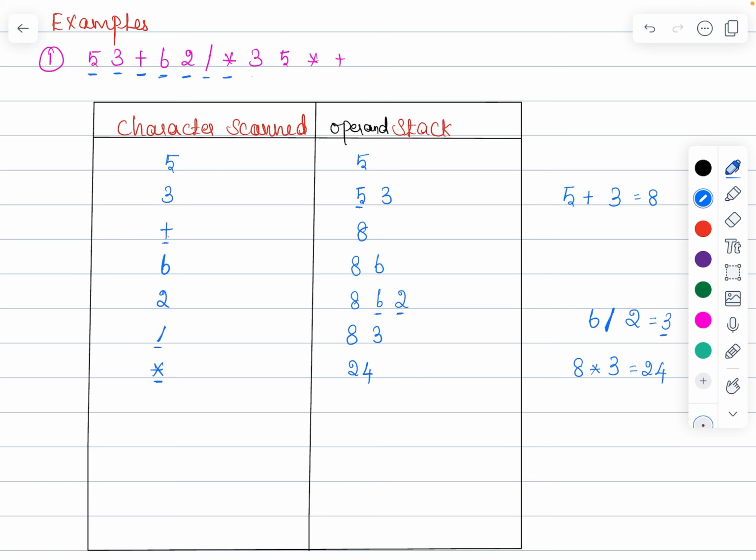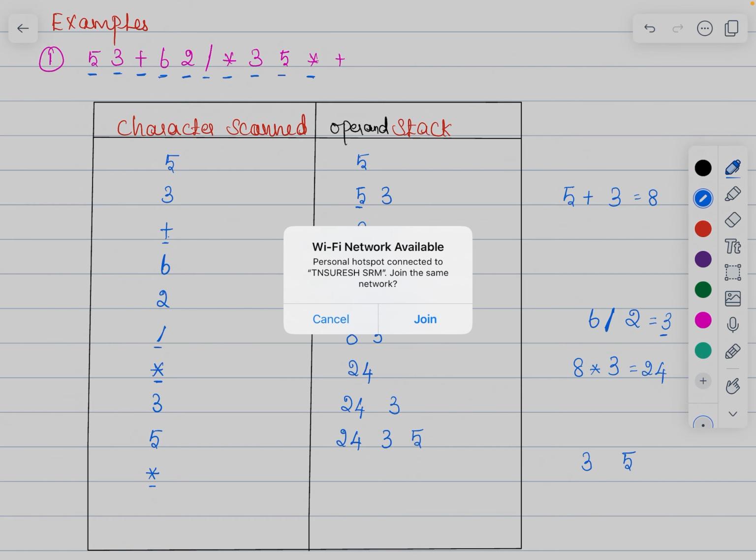The next symbol is 3, which is an operand. If it is an operand, you push it onto the stack. Already 24 is in the stack, and now I push 3 also onto the stack. The next character is an operand, so push it onto the stack. Already 24 was there with 3 on top of it, and now we push 5 on top of 3. The next symbol is star. Since it is an operator, you pop out the top two elements, 5 first and 3 next, and apply the current operator, star, between these two values.